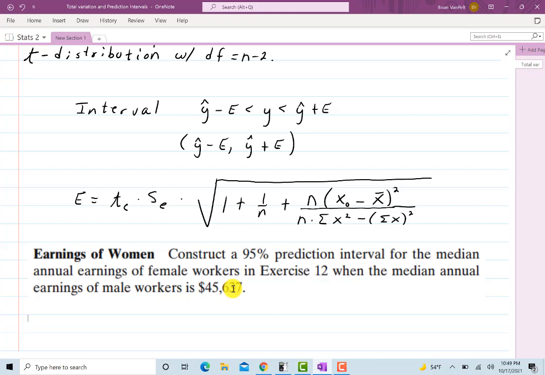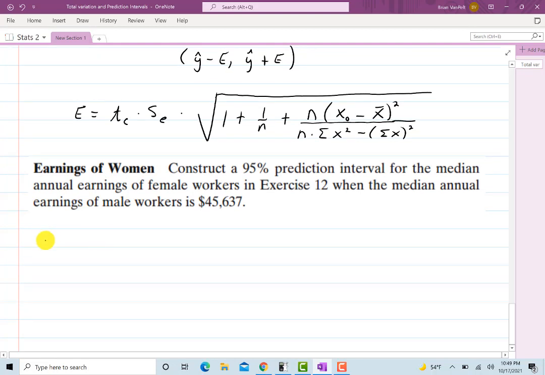Plus and minus, well, it won't be plus and minus 5%. It'll be plus and minus 2.5%. We have to divide our alpha into 2. So we can see that alpha equals 0.05. So I'm going to use alpha over 2 equals 0.025.